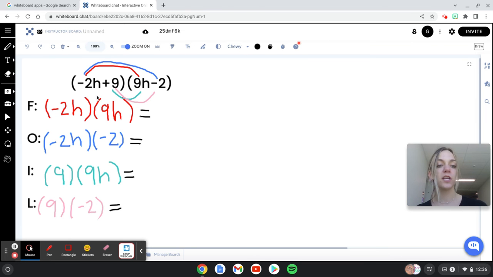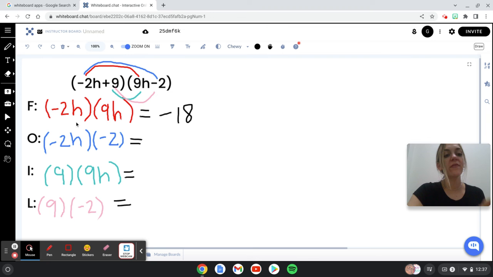Now, this one's a little bit trickier because we have coefficients in front of our variables, but we're not going to let that throw us off. So I have negative 2 times 9, which is going to give me a negative 18. And then h times h gives me h squared. So again, you're just going to multiply your two coefficients together, and then you have h times h, which is h squared. And don't forget your negative sign out here.